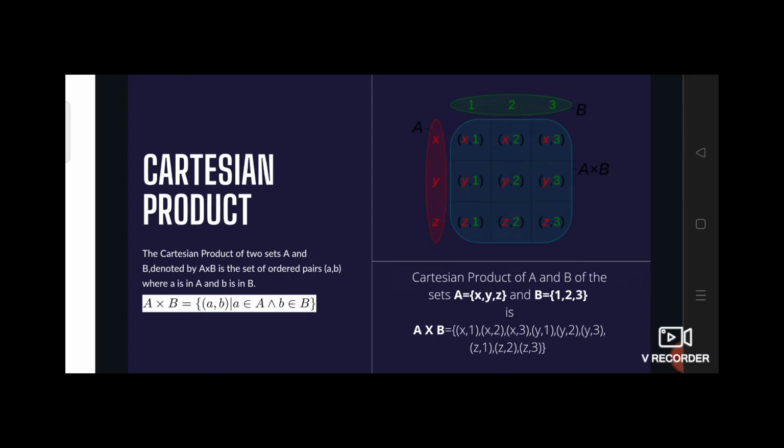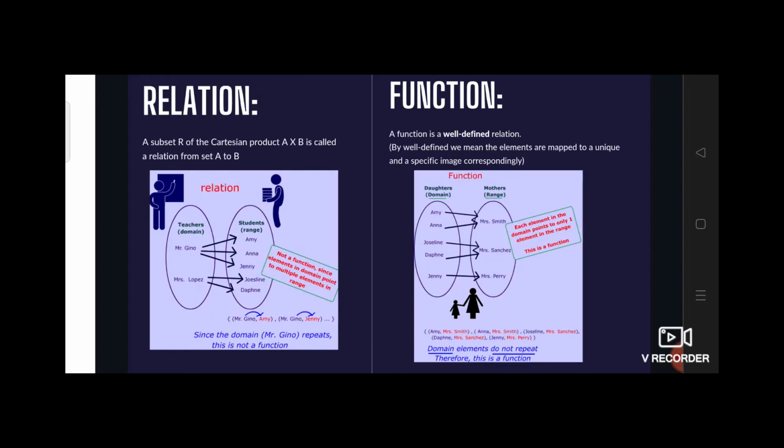So now that we know about sets and operations, how do we relate them? Sets are related when the elements between the two sets relate. Technically, a relation R from A to B is a subset of the Cartesian product A cross B. In this example, we see Mr. Gino is the teacher teaching Amy, Anna, and Jenny, which is the relation: he is the teacher of all those three, that is, the domain has a relation with the students in the range, and Mrs. Lopez is the teacher of Jocelyn and Daphne.